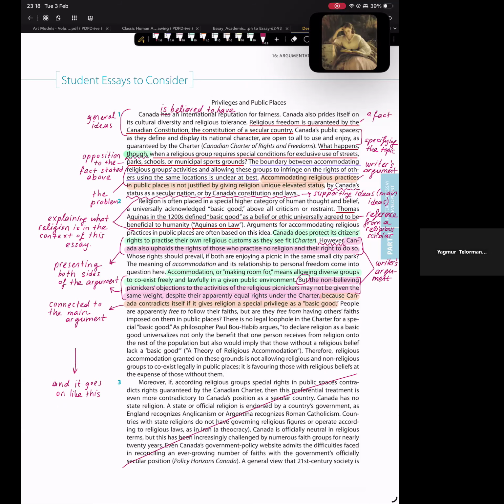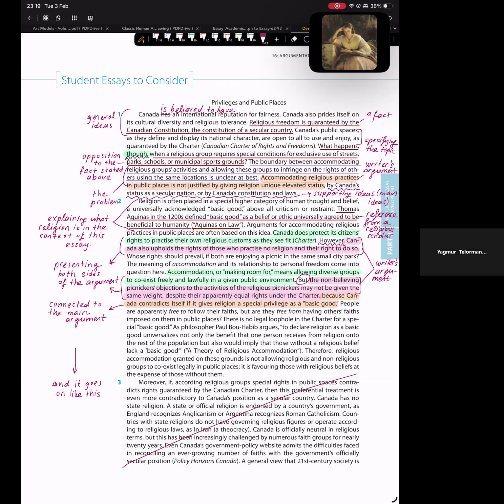As a good introduction should do, the introduction opens with general ideas. Canada has an international reputation for fairness. Canada also prides itself on its cultural diversity and religious tolerance, etc. Well, if this was my student, I would say Canada has an international reputation. Instead of that, I would ask the writer to write Canada is believed to have, because as I told you, we shouldn't sound so sure about ourselves.